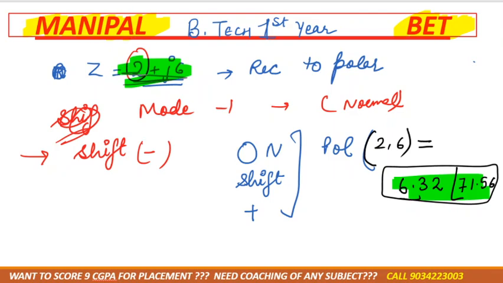Okay. Now suppose this is in polar form and we want to convert back into the rectangular form. How will we be able to convert? Then press shift, then minus. Okay. Then you will get Rec in the calculator. Then write down 6.32 and then 71.56 bracket close. Tell me what you will get. You are getting 1.99, that is approximately 2 only, and for this one you are getting 5.99, that is approximately 6 only. Now you got how to convert it.